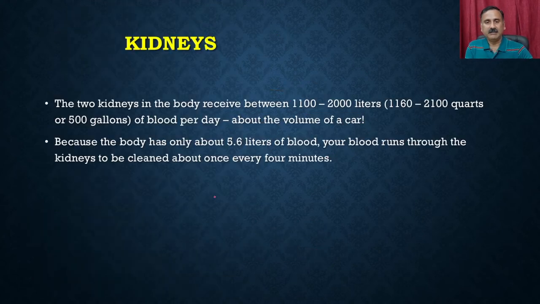Now let's talk about the kidney. We have two kidneys in the body which receive approximately 1100 to 2000 liters of blood per day. And because the body has only 5.6 liters of blood, you can imagine that the blood runs through the kidney to be cleaned every 4 minutes, which means every 4 minutes our whole blood is passed through the kidney. That's why whenever you generate any kind of waste material, it is removed, right? And why is it so? Because the body does not want the waste material's concentration to shoot up beyond a particular limit.